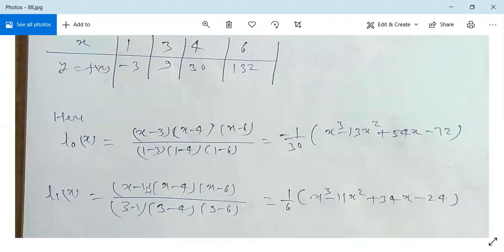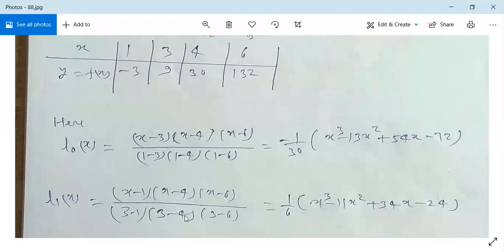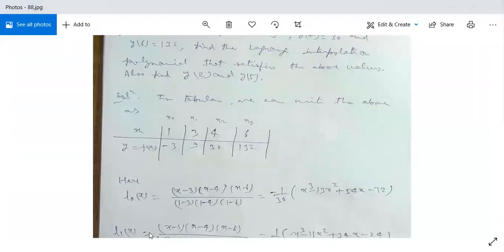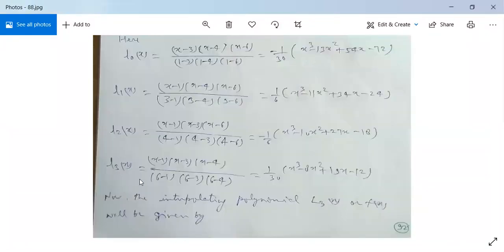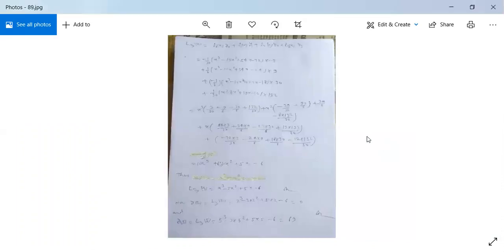Similarly, L1x will be x minus x0, x minus x2, x minus x3. See, x minus x1 will not be in the denominator. And here, x1 minus x0, x1 minus x2, and x1 minus x3. Here in the denominator, x1 minus x1 will not be there. So after simplification, it will be 1 by 6, x cube minus 11x square plus 34x minus 24. And similarly, L3x will be x minus 1, x minus 3, x minus 4 by 6 minus 1, 6 minus 3, 6 minus 4. So it is equal to 1 by 30, x cube minus 8x square plus 19x minus 12 after simplification.